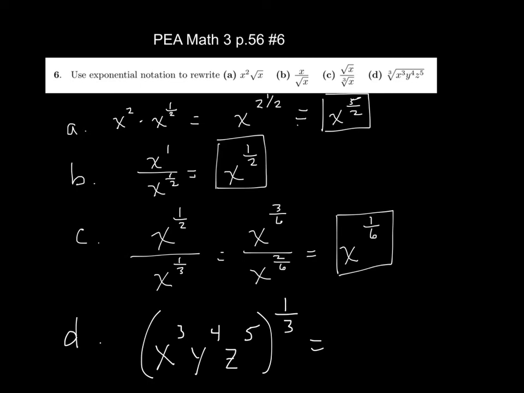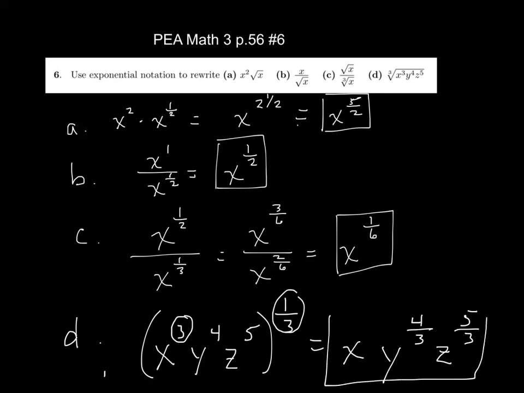When I take this exponent up to a 1/3 power, what do I do with these exponents? Multiply them. So that means that you multiply the 3 times the 1/3, so that would just be an x. This would be y to the 4/3 and z to the 5/3. And they're in fractional exponents. They're in exponential notation. We're good to go.